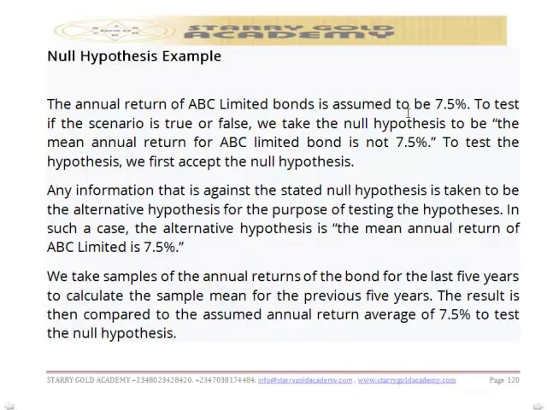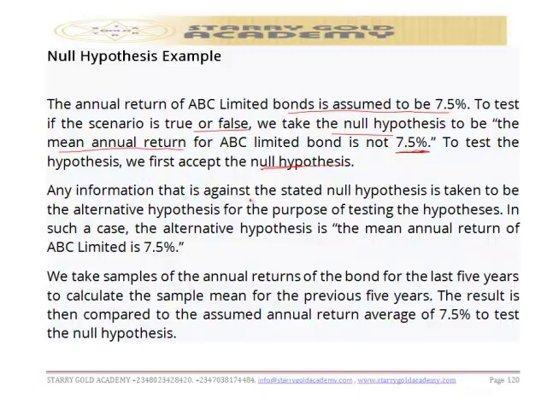The annual return of ABC Limited bond is assumed to be 7.5%. Test if the scenario is true or false. So we take the hypothesis to be that the mean of the annual return of ABC Limited bond is not 7.5%. To test the hypothesis, we first accept the null hypothesis.